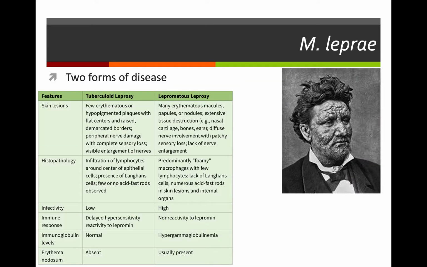So again, here's that same table showing the two forms of disease. You can really see the extensive tissue destruction. For a long time, people didn't know how leprosy was transmitted, so they would isolate people with leprosy into what were called leper colonies. There were some in the United States, and so people who had leprosy were basically living out their lives in these colonies.